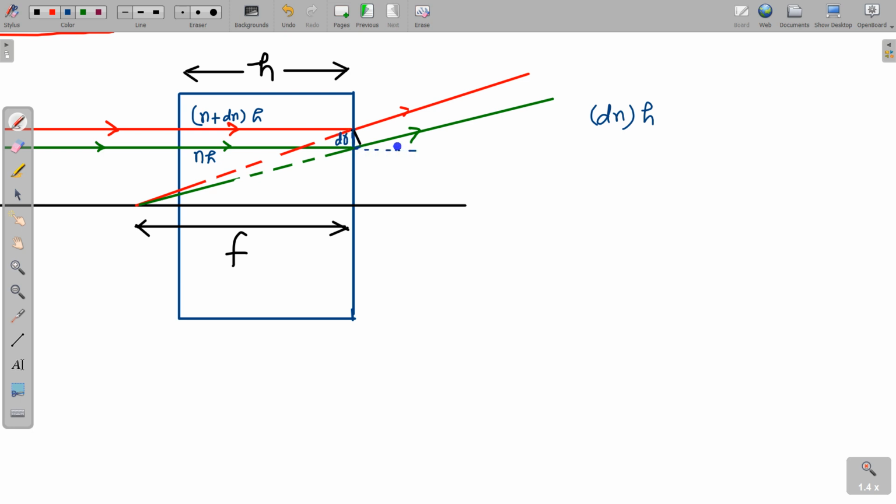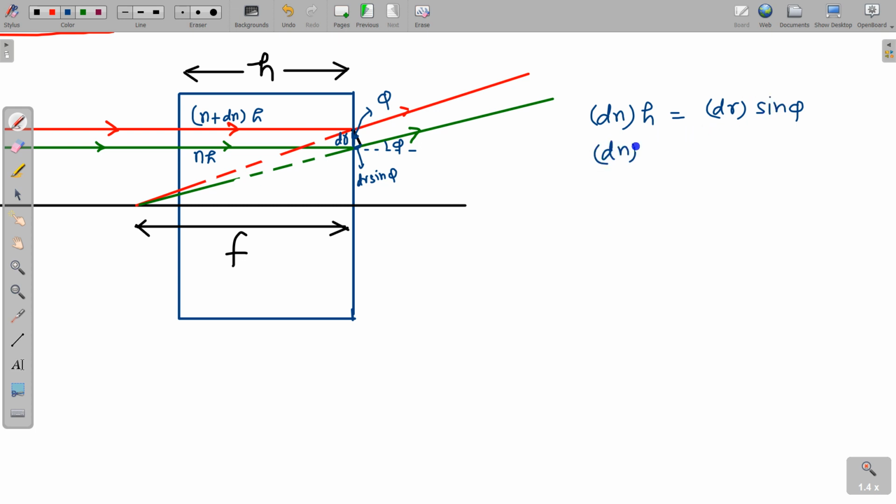And suppose this angle formed here is phi. If this angle is phi, then this other angle will be 90 minus phi, and this one will be phi. So if this angle is phi, we can find this is dr sin phi. This upper angle will be phi, so this will be dr sin phi. And this phi is again a very small angle here. So phi will be a very small angle, so we can write sin phi as phi.